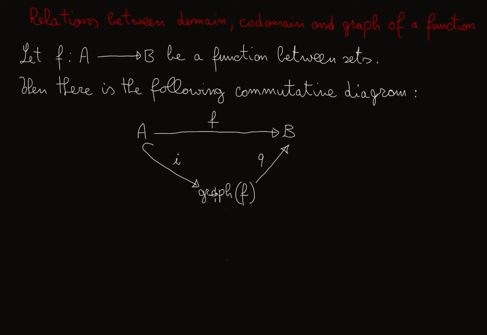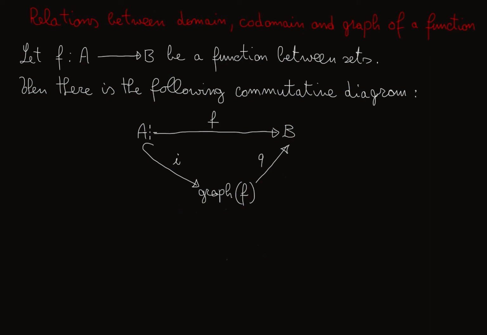On the bottom we have the graph of f, and we have two maps: one going from A to the graph of f, which we will call I, and another map going from the graph of f to B, which we call q. Saying that this diagram is commutative means that anytime I go from one object to another taking two different routes, I will be getting exactly the same map.